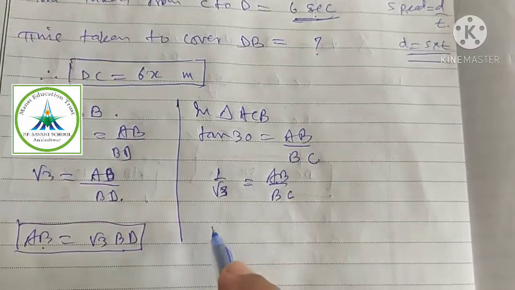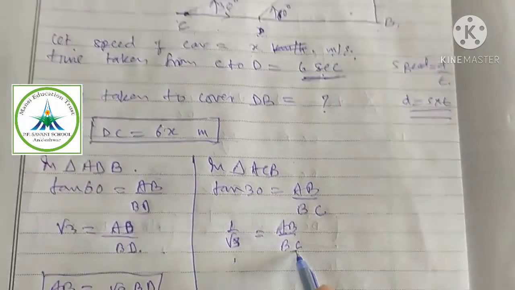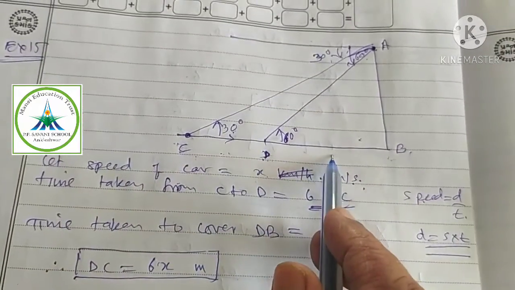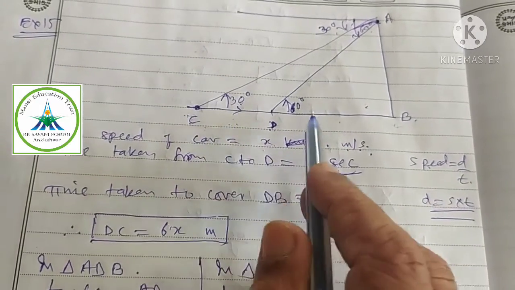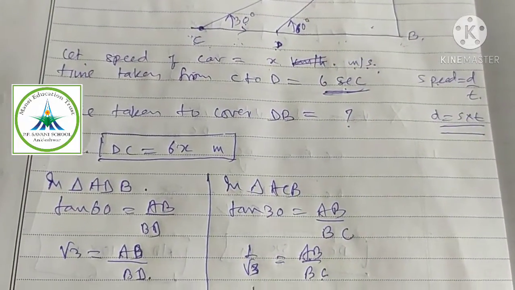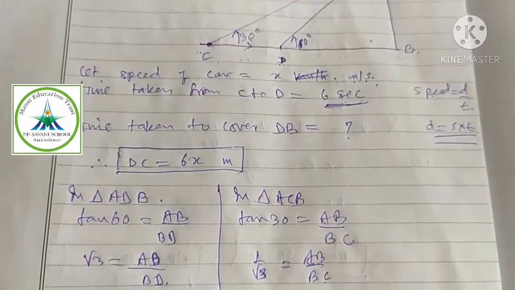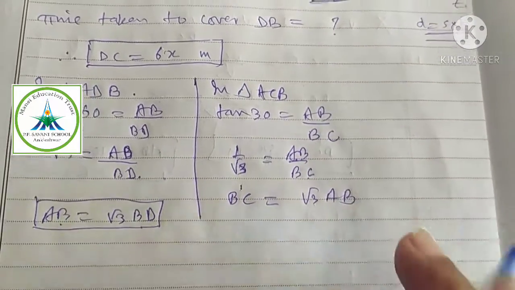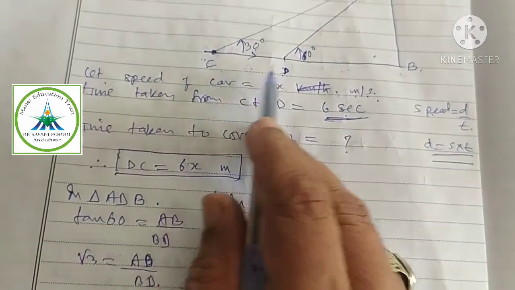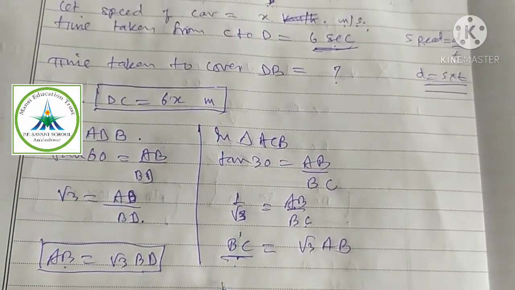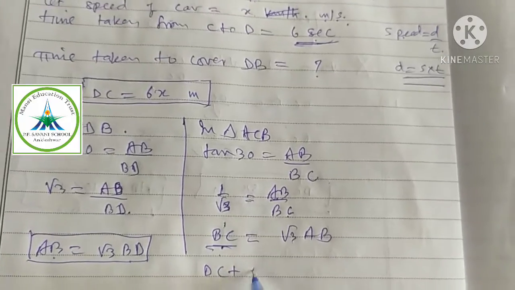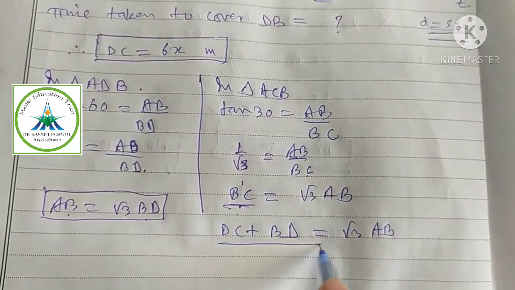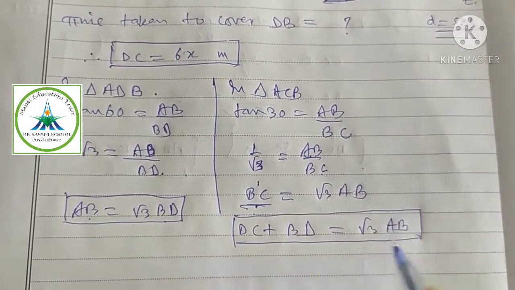Let us see now. 1 upon root 3, that BC. Where is BC? BC is 6x plus BD. Yes or no? 6x plus BD. That is what I am taking. BC equals root 3 AB. Cross multiplication. Clear? And BC is what, beta? BC is the sum of DC and BD. So I am writing this. BC is the sum, DC plus BD, equals root 3 AB. Are you getting? Please understand this one.